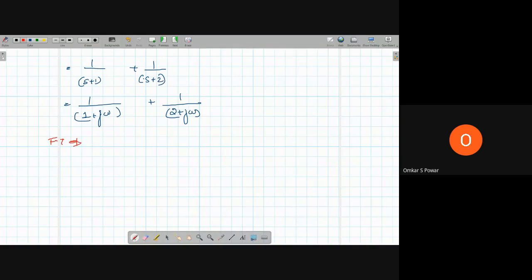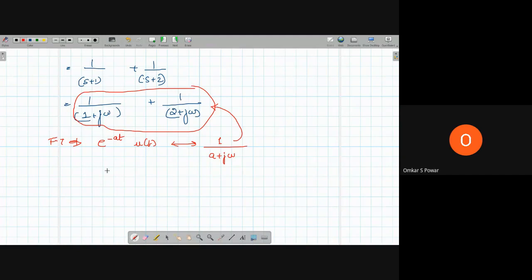So the Fourier transform of e power minus at u of t, if you take this Fourier transform, you will get 1 divided by a plus j omega. So using this one, we can get the time domain signal. So this is nothing but your frequency domain signal. So take the inverse Fourier transform. So how can we express this one? 1 e power minus 1t into u of t plus 1 e power minus 2t u of t.